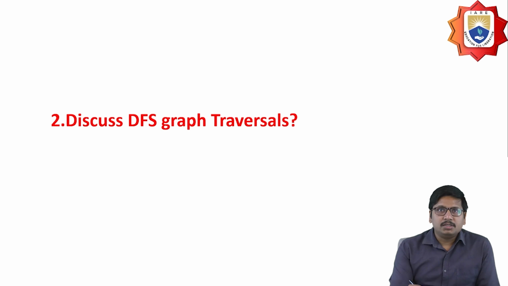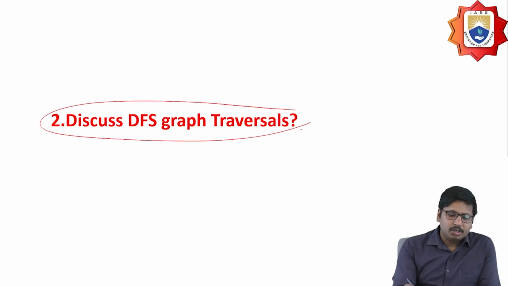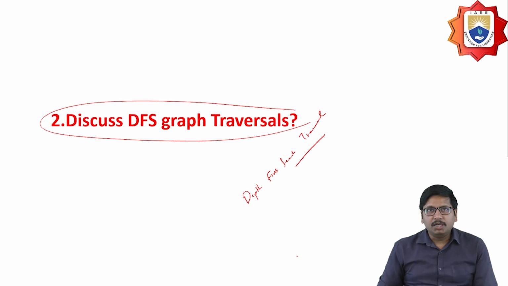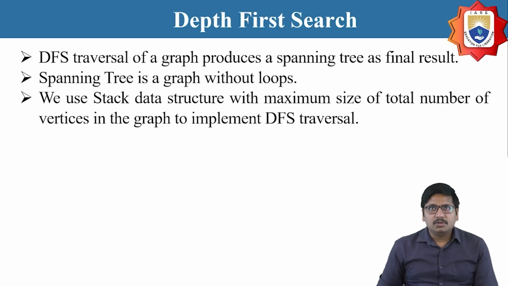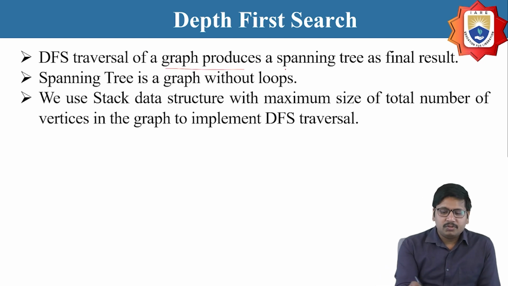And next question is, what should be DFS graph traversal? So discuss about DFS. DFS is meant for depth first search traversal. What is the depth first search? The depth first search traversal of the graph is going to produce the spanning tree as well. And here the spanning tree is the graph that is not going to have any loops.